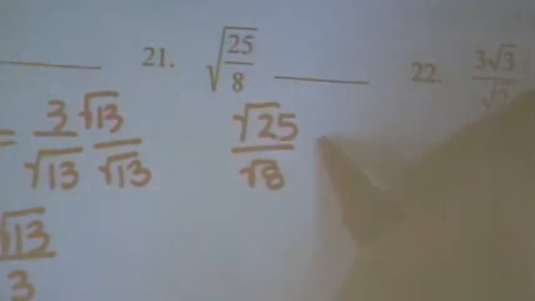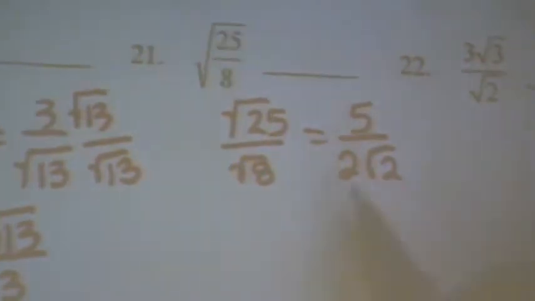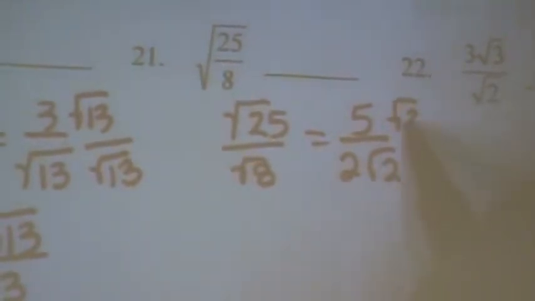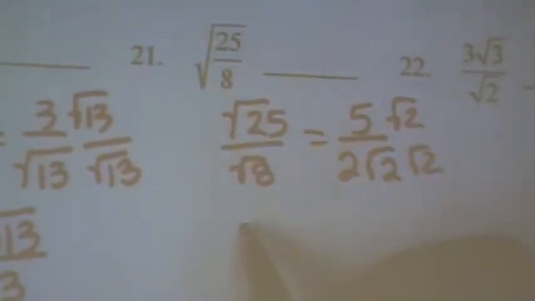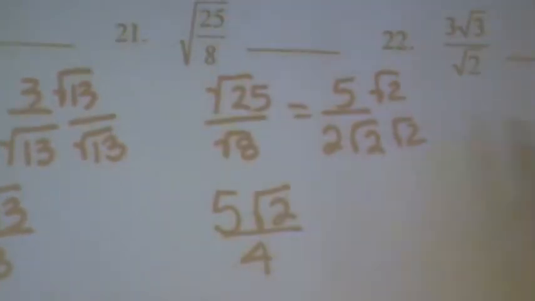Next, 21. Break it up into root 25 over root 8. What's the square root of 25? What's the square root of 8? 2 root 2. And rationalize it. 5 root 2 over 4. Beautiful.